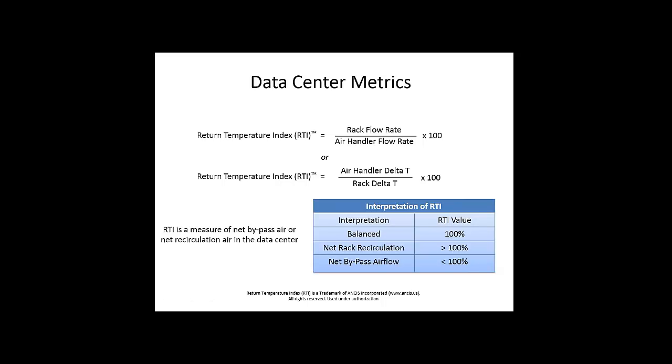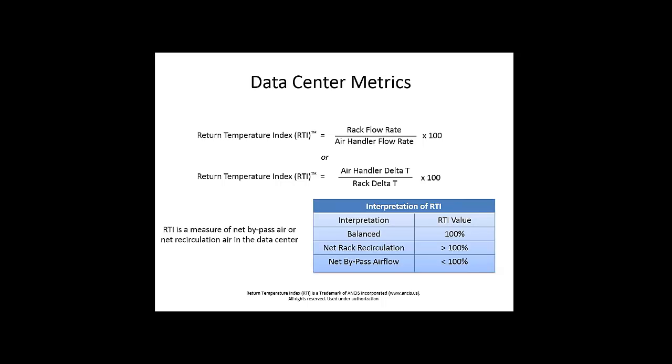Magnus was quite involved with the development of these metrics, and the first one is called return temperature index. This one is really a measure of net bypass air or net recirculation in the data center. It is a ratio of the rack flow rate divided by the air handler flow rate. At least that's how we tend to look at it in the CFD business. It's a flow rate issue.